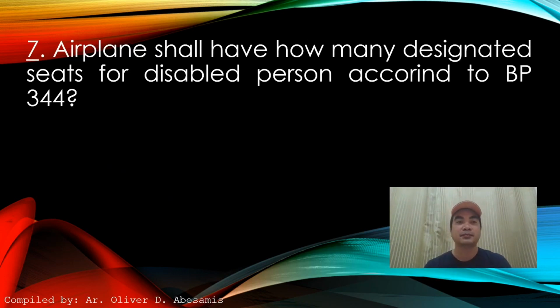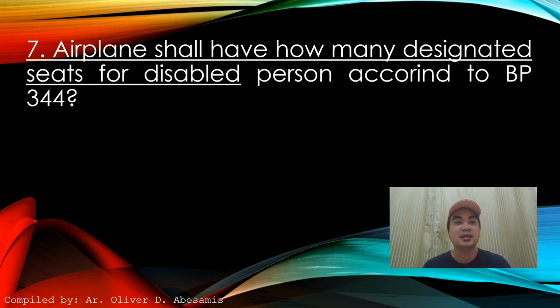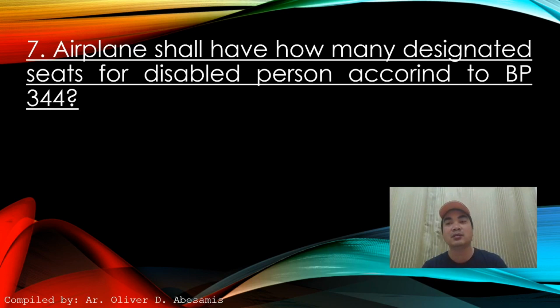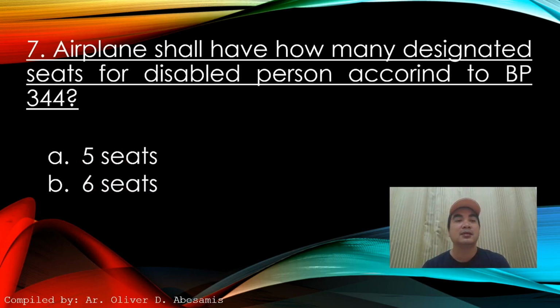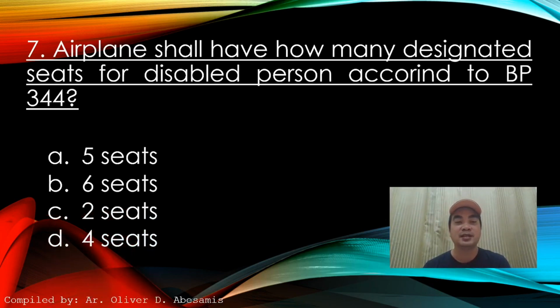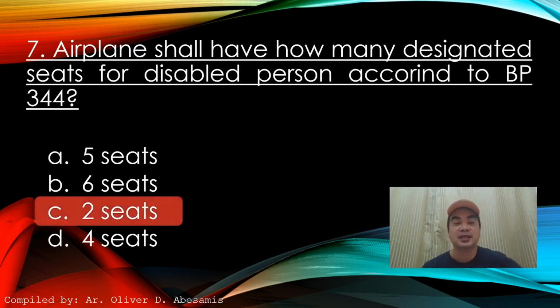Number 7, airplane shall have how many designated seats for disabled person according to BP344? A. 5 seats. B. 6 seats. C. 2 seats. D. 4 seats. Answer? C. 2 seats.